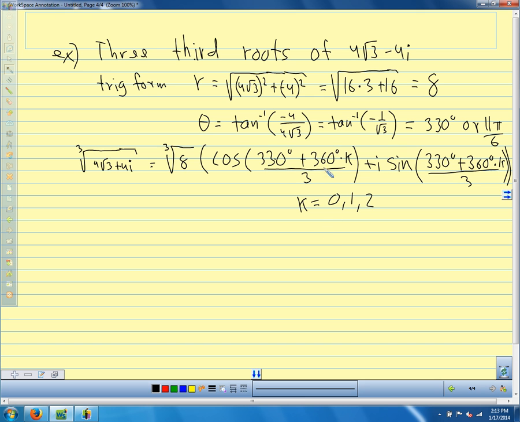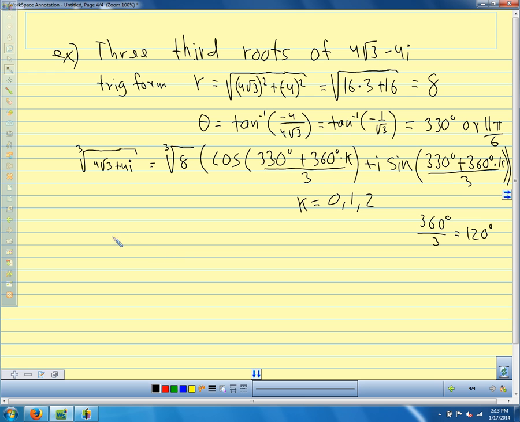Divided by 3? 120 degrees. So each time we find a root, we're just going to add another 120 degrees to our angle. We'll start at whatever our original angle is. For k equals 1, we'll add 120 degrees, and for k equals 2, we'll add another 120. So we start at our original angle and add 120 each time.